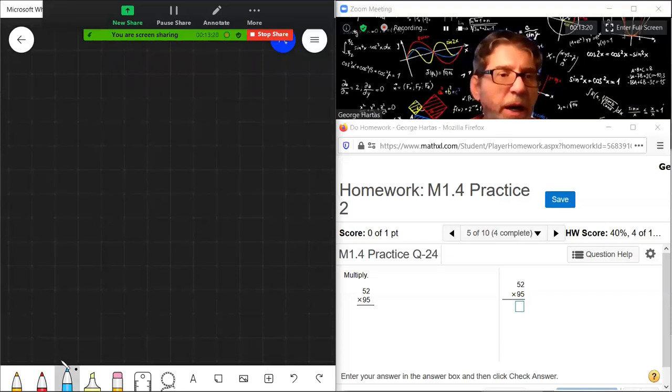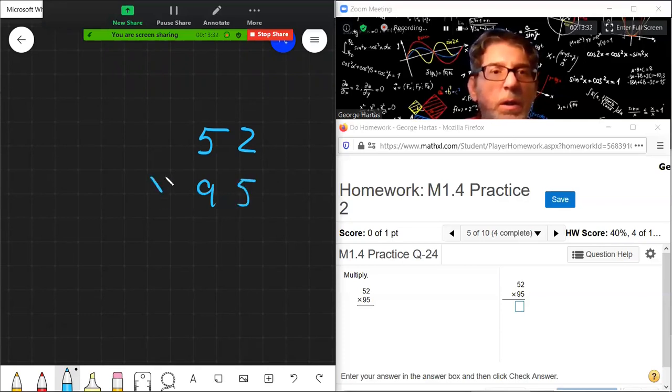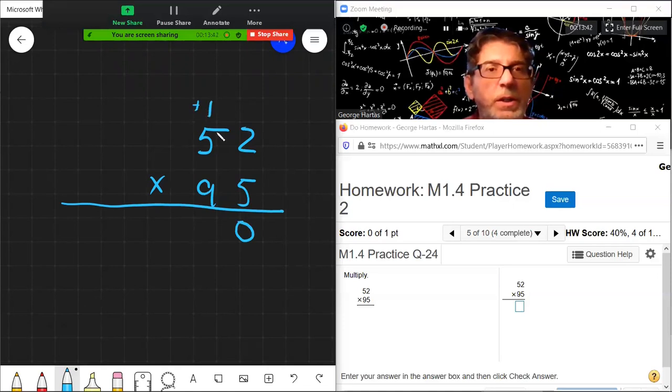And notice here how they have the smaller number on top. That's okay. It doesn't matter. Either way works. Five times 2 is 10. Right-hand digit, left-hand digit. 5 times 5 is 25. 25 plus 1 is 26. Right-hand digit, left-hand digit. We're done multiplying with the 5.